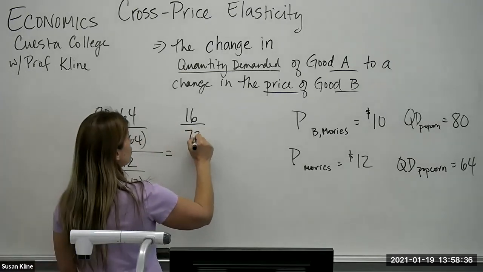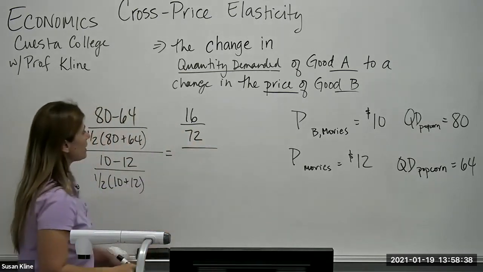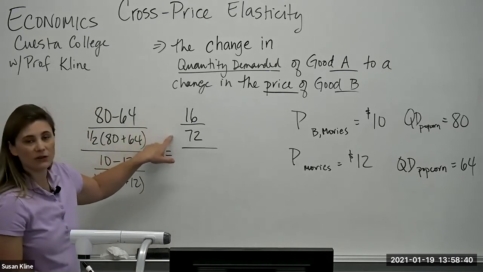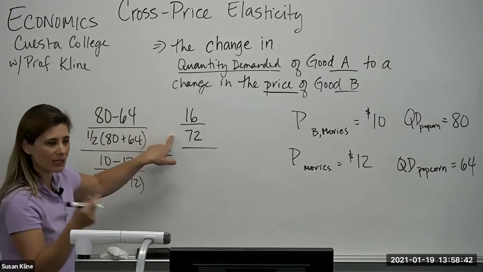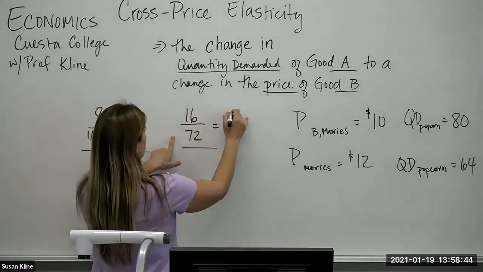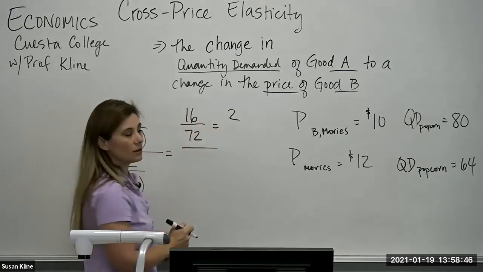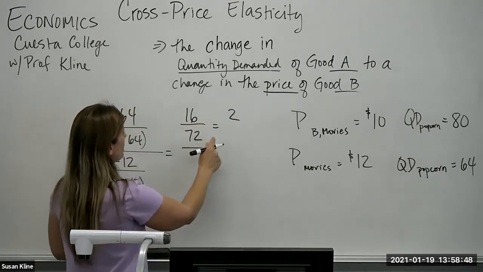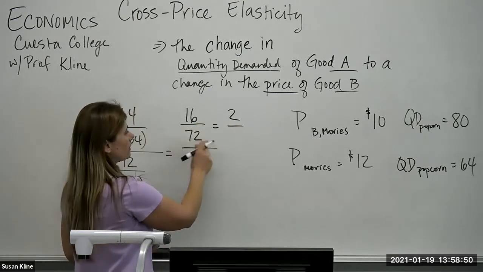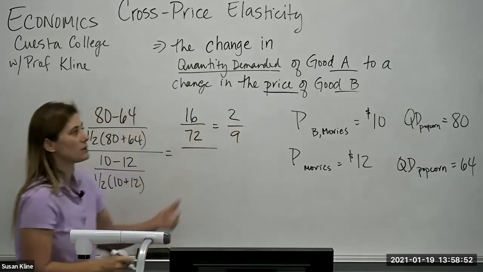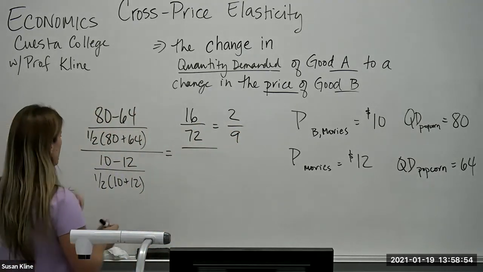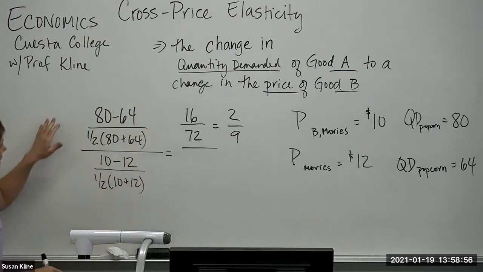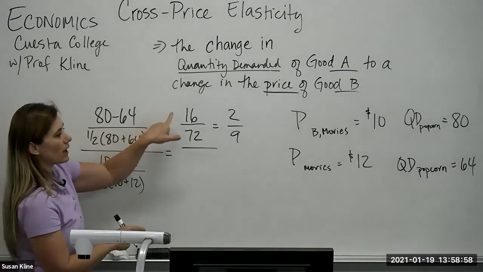So we have 72. And then we'll see that both of these can be divided by 8. Sorry, I skipped ahead. So that's going to be 2. 16, there's 2 8s in 16, and then 72 divided by 8 is 9. So now we have simplified our numerator, right? Now, here's where we have to be careful. 80 minus 64 is a positive number.